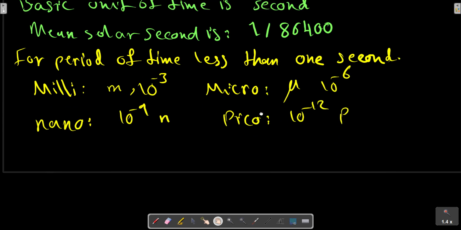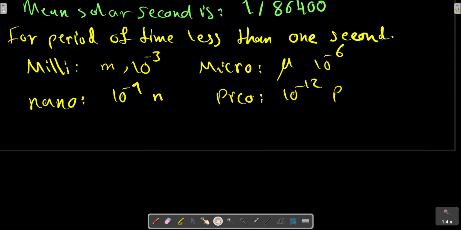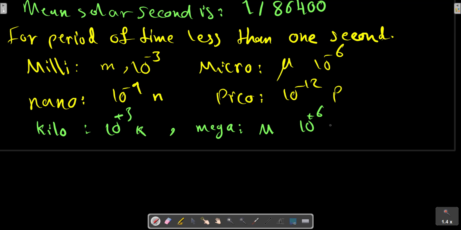For a period of time greater than 1 second, and much greater, we use prefixes such as kilo, mega, giga, and tera, which can also be used with other units, for example for length, mass, or pressure.